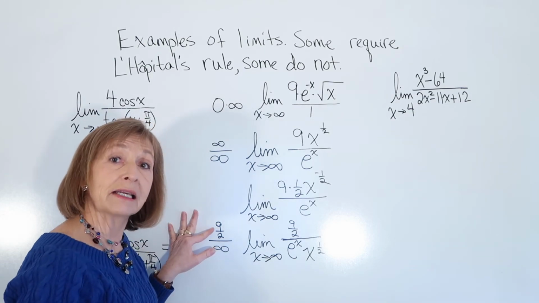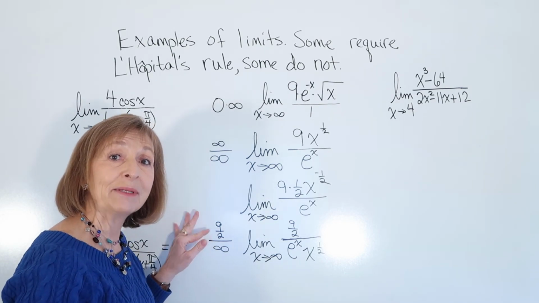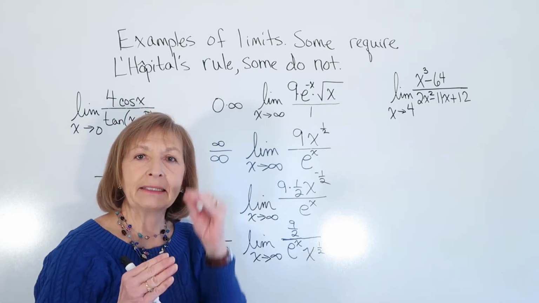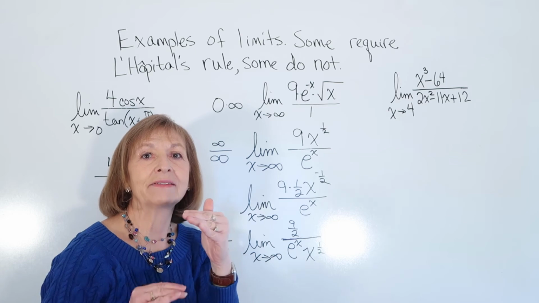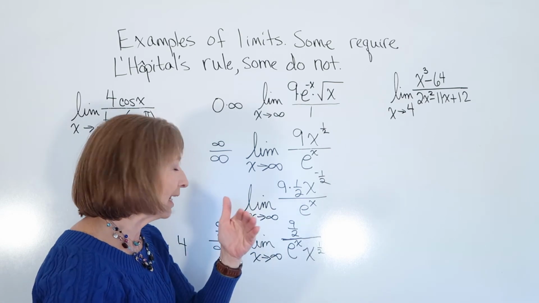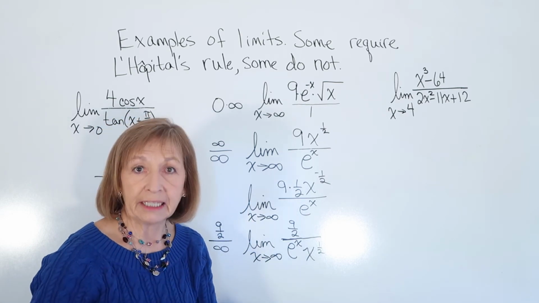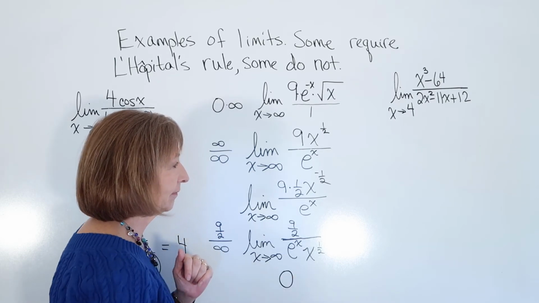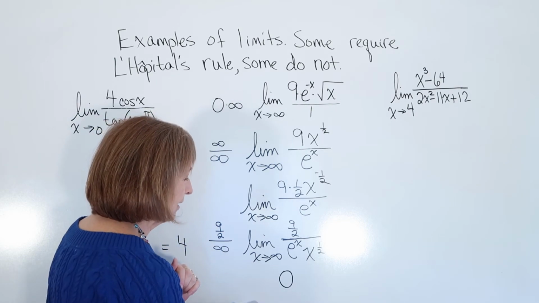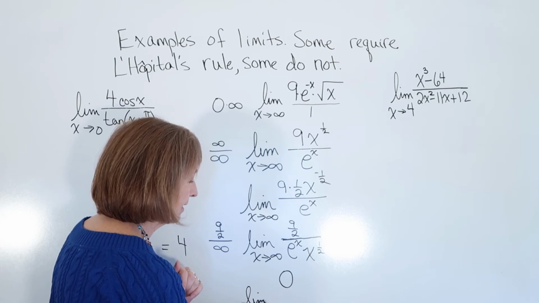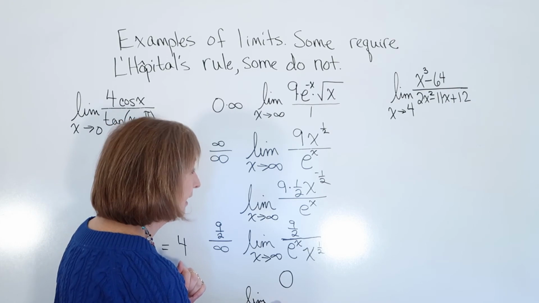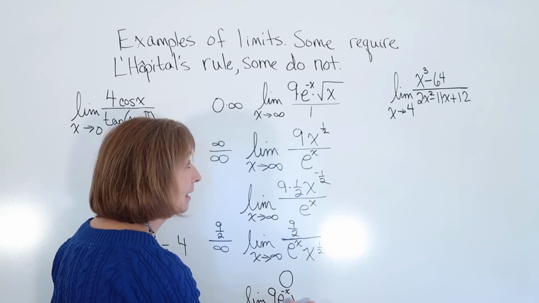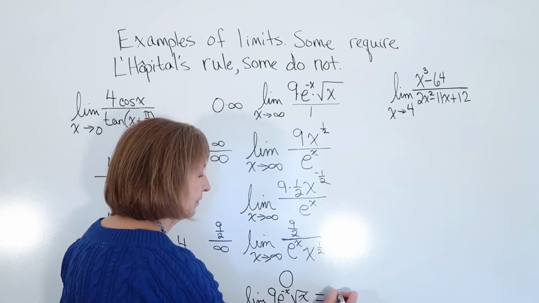If the numerator is a fixed number and the denominator gets extremely big, think my 9/2 divided by 10, 9/2 divided by 100, 9/2 divided by 1,000,000,000. That fraction goes to 0. So my answer is the limit as x approaches infinity of 9 times e to the negative x times the square root of x is equal to 0.